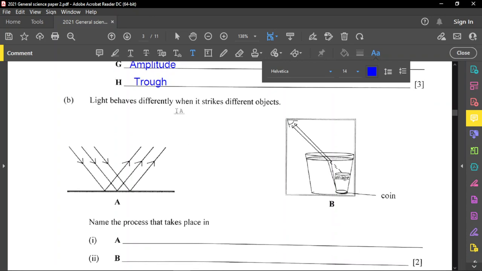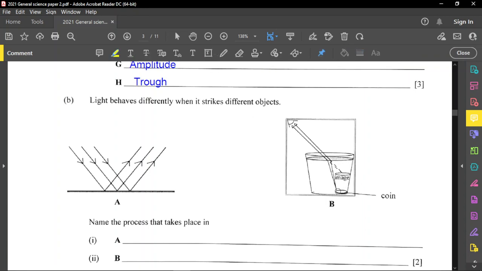It says light behaves differently when it strikes different objects, which is true. So for A, you notice it bounces right back off at an angle. However, in this situation here, this is a container, and water or liquid is in this container. You can see the image here, and you see a coin at the bottom. So there's an image of the coin on top here. Let me highlight that so you see exactly what I'm talking about. So here is the object, the coin itself. And the image of the coin is formed right here. There's a person looking into the container, looking at the coin.